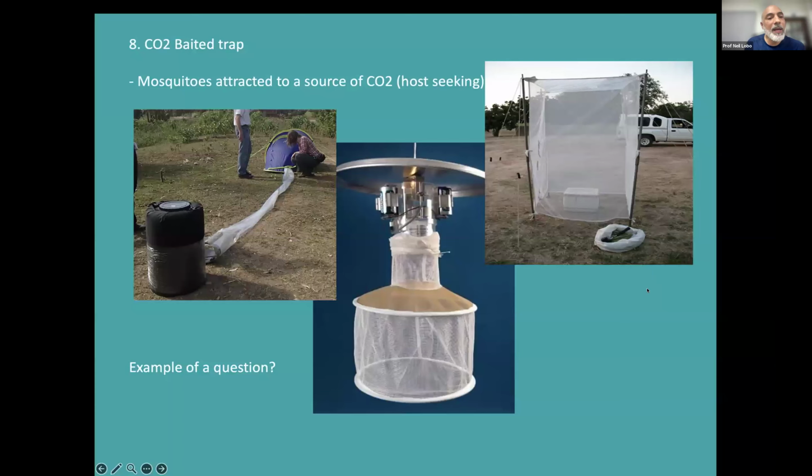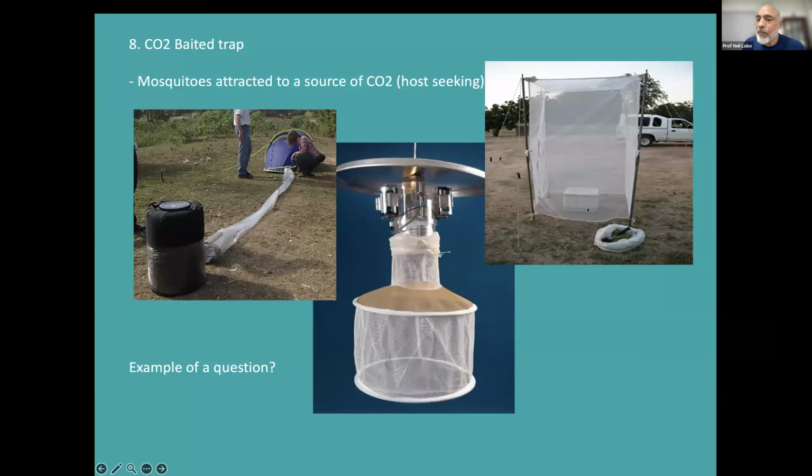So this is a carbon dioxide baited trap, and these are traps where the main attractant is carbon dioxide. And of course, this can be utilized with multiple different traps. For example, with the host decoy trap that I showed you earlier, inside this tent, you can have just carbon dioxide coming out. And so at the end, you have heat from this big black drum, and you have carbon dioxide as well. You can use carbon dioxide alongside the CDC light trap to attract the mosquitoes there.